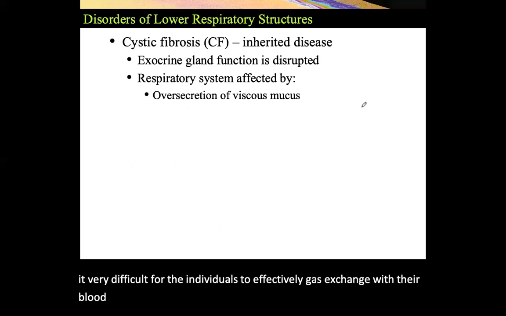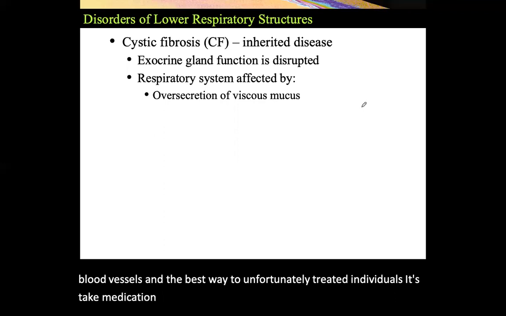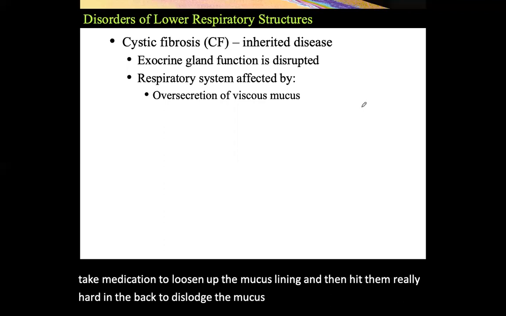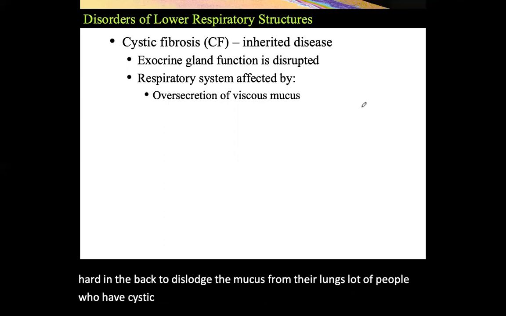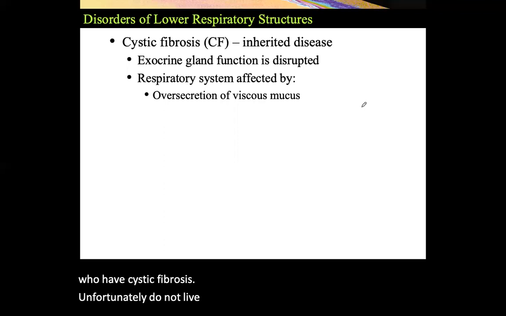And the best way to, unfortunately, treat these individuals is to take medication to loosen up the mucus lining and then hit them really hard in the back to dislodge the mucus from their lungs. A lot of people who have cystic fibrosis, unfortunately, do not live long because there is a lot of problem with that lack of oxygen in their system.